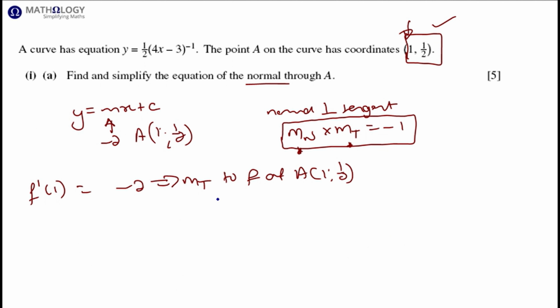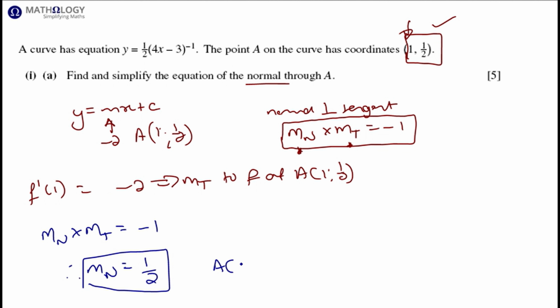Okay, we now have the gradient of the tangent to f at the point A (1, 1/2). We need the gradient of the normal, so the gradient of the normal times the gradient of the tangent equals -1. The gradient of the normal is therefore just the negative reciprocal of the gradient of the tangent, so it will be positive since the gradient of the tangent is negative, and the reciprocal of 2 is a half. So we have the gradient of the normal and we have the point A (1, 1/2). So we can now substitute that into y = mx + c to find the equation of the normal.